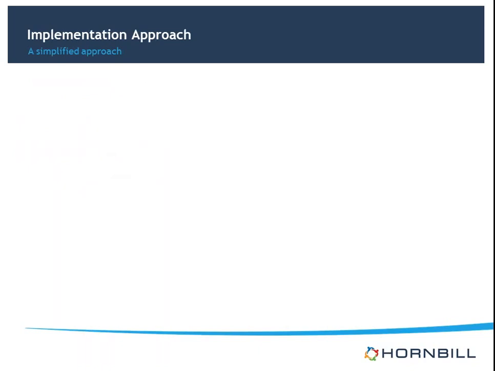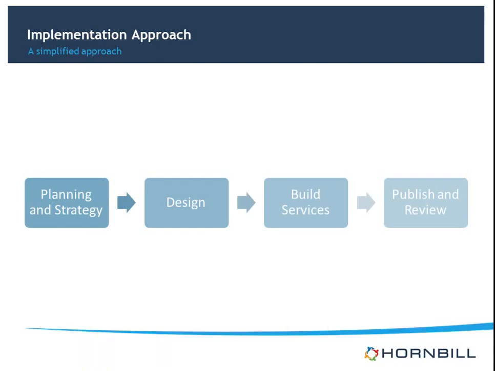How do you approach an implementation for a service catalogue? In this section, there are many processes and approaches you can take to implement a service catalogue. Today, I'll simplify the process into 4 stages and highlight the activities needed to take place in each one. These 4 stages are planning and strategy, design, build services, and publish and review.